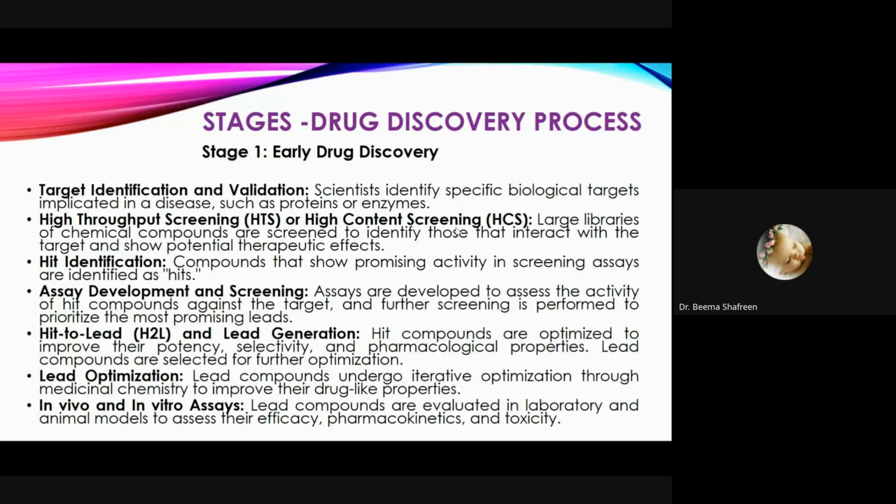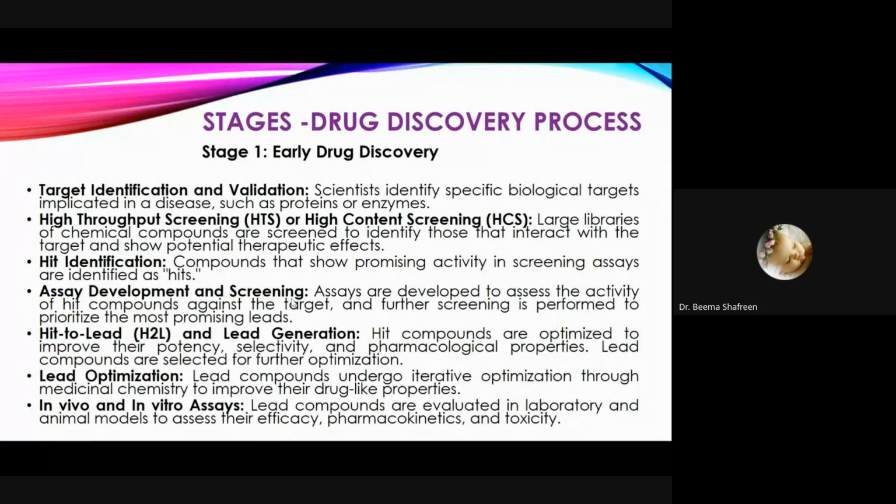and some show potential therapeutic effects. These compounds that we cut down and that show a promising effect, we call hits. These hits will later be taken to the next step, called the development of assays, where we do different activities for the compounds in order to further screen, and the most promising lead compounds are prioritized and identified.